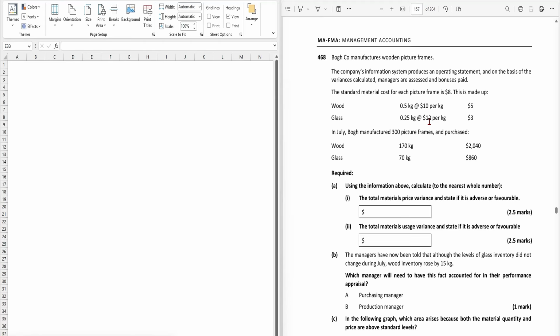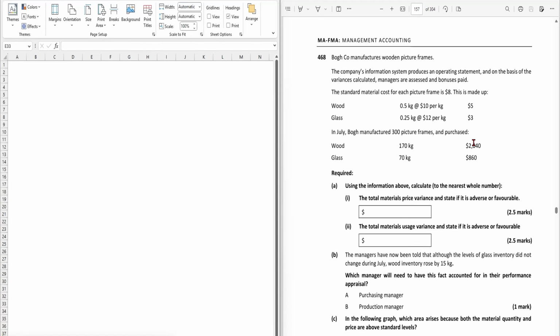Then in July, Vogue manufactured 300 picture frames and purchased wood 170 kg, which cost 2040, and glass 70 kg, which cost 8060. So now this is the requirement, and this is only the background of the scenario or the question.